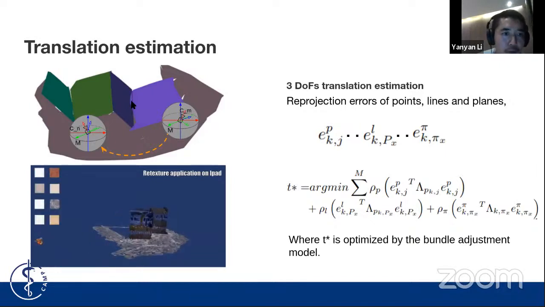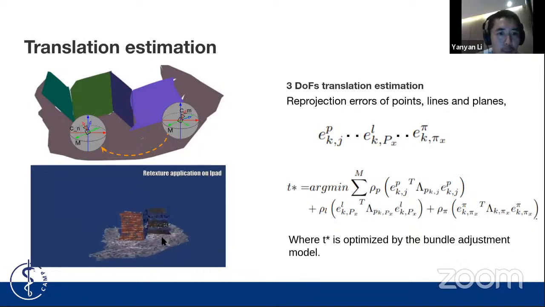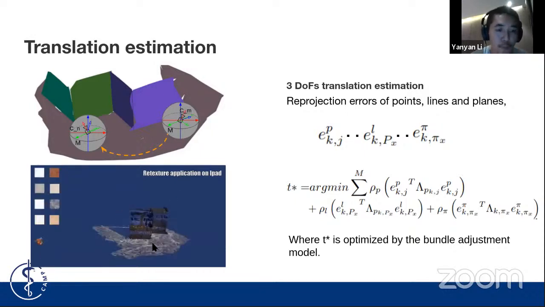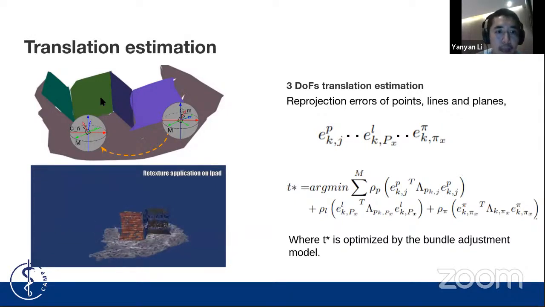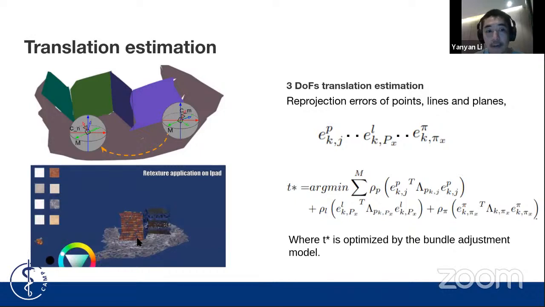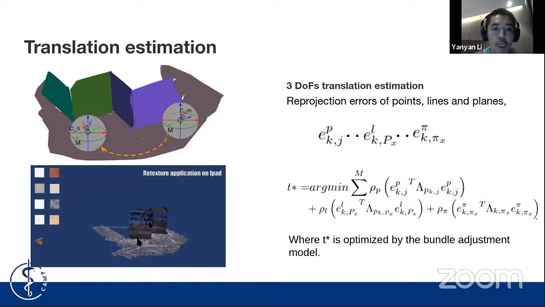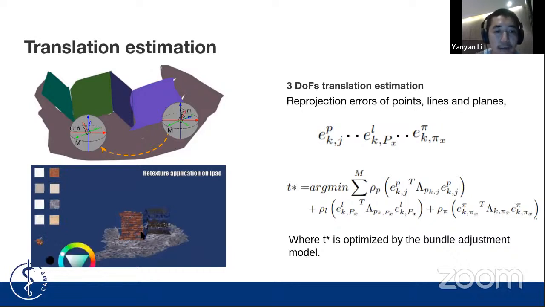And then based on this planar mesh reconstruction, maybe we made a small application. This is the reconstruction from an RGB-D data set, and based on these planes, we can make them into different OBJ files. Then it's easy to retexture those planar regions on an iPad. This is a kind of application.